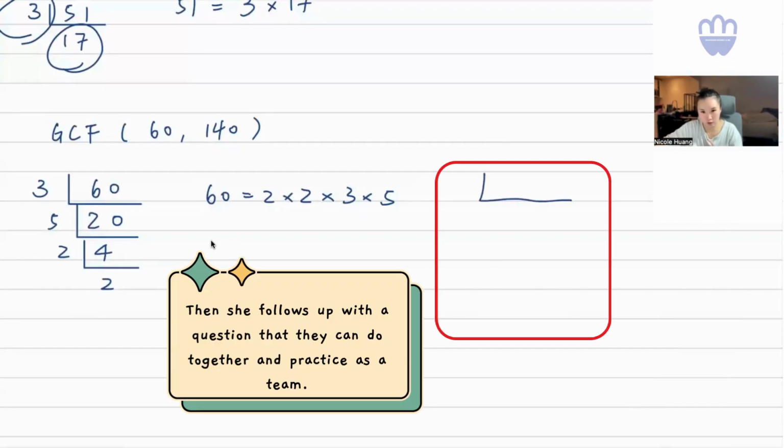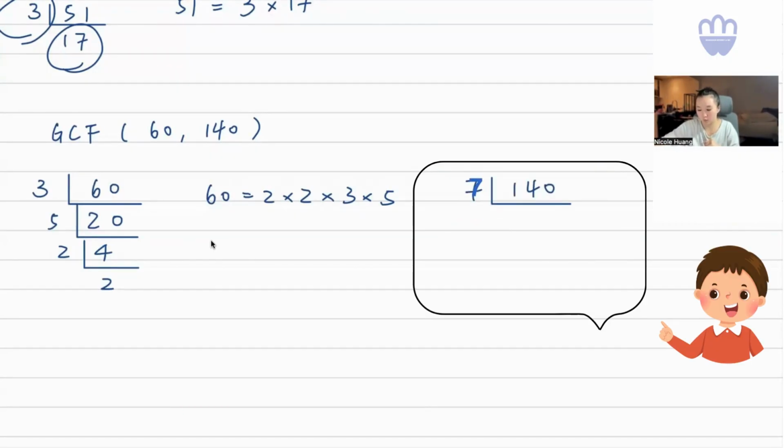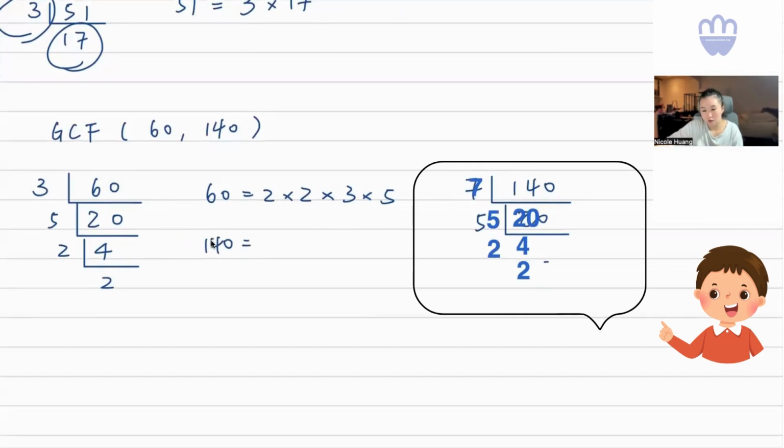Okay, let's do 140 together. Same thing, I can only divide by prime numbers. Okay, 7, so I would get 20. Correct, 20. Same thing right here. What should I do? Then you write a 5. Then 4, and then 2 and 2. Correct, so 140 equals 2 times 2 times 5 times 7.